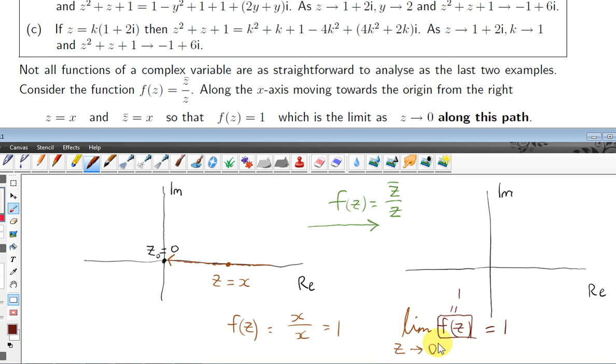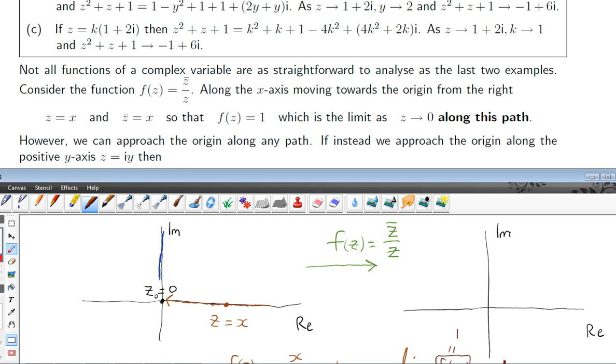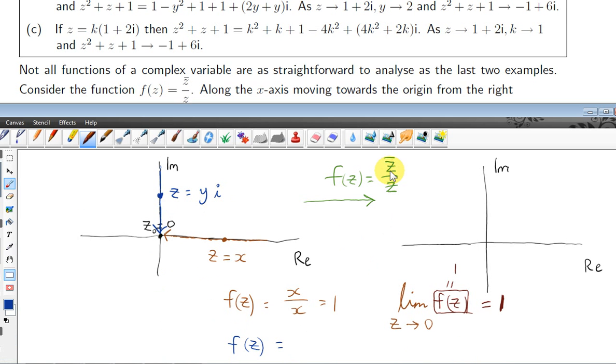So it doesn't matter about taking this limit. We're getting the limit of just a constant, so we just have the value of the constant, which is 1. Now let's approach z0 along the positive y-axis. So here's our path. Any point on this path here has the form y times i. The real part is 0. So to get f of z, we have to get the conjugate of z. Well, the conjugate of y times i is minus y times i. We change the sign of the imaginary part, and we have to divide that by z, which is y times i. The i's cancel, and you see we get minus 1.